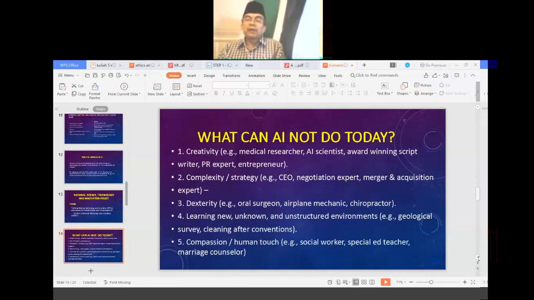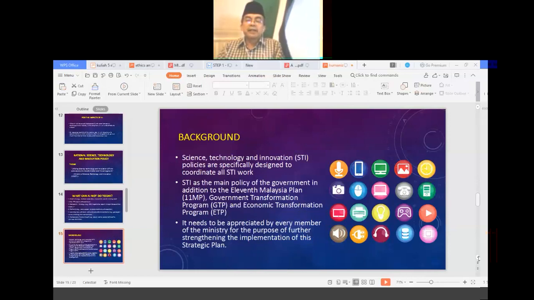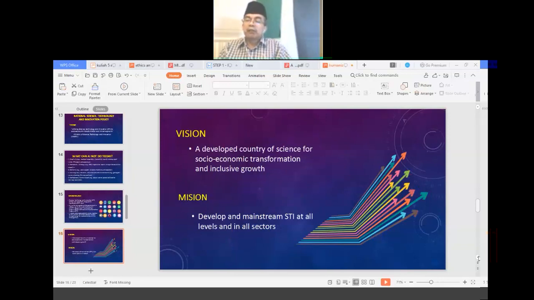So this is some of the point that the government of Malaysia is trying to introduce, that every group of the people, all channels, all ministries must be able to work together and combine in order to bring about socio-economic growth and changes.